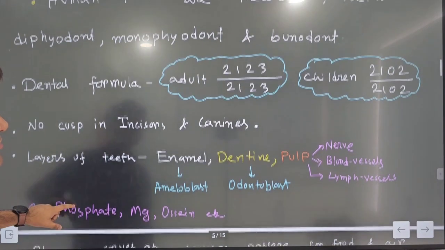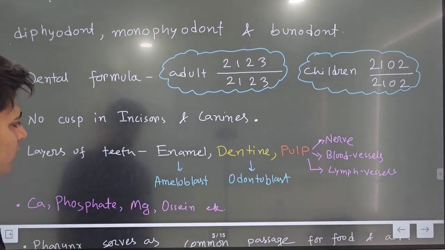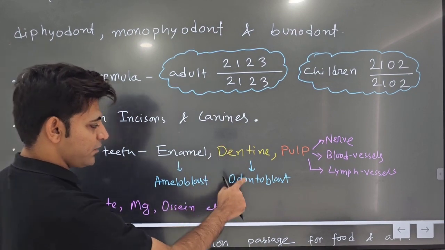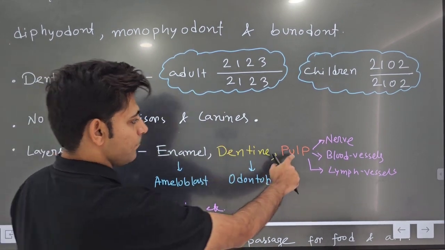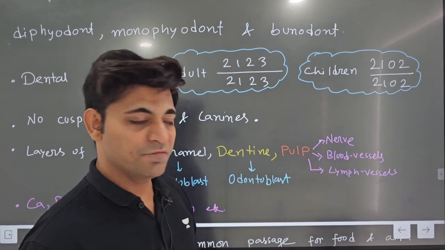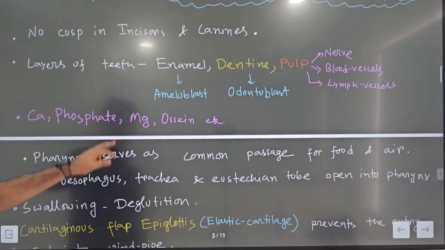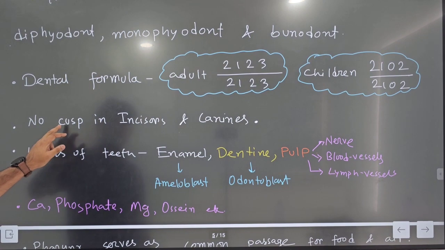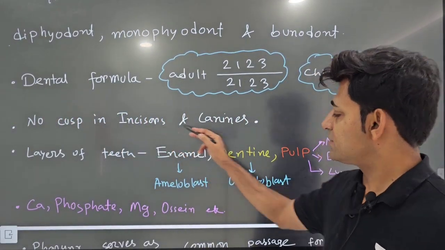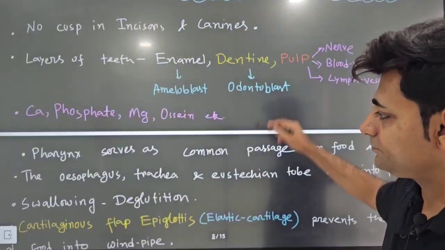So here you can see it summarized everything: the layers of teeth, enamel, dentine. Enamel is produced by ameloblasts, dentine is produced by odontoblasts. Pulp has nerves, blood vessels, and lymph vessels. Okay, there is no cusp in some teeth. We are talking about cusp now. There is no cusp in incisor and canine teeth.